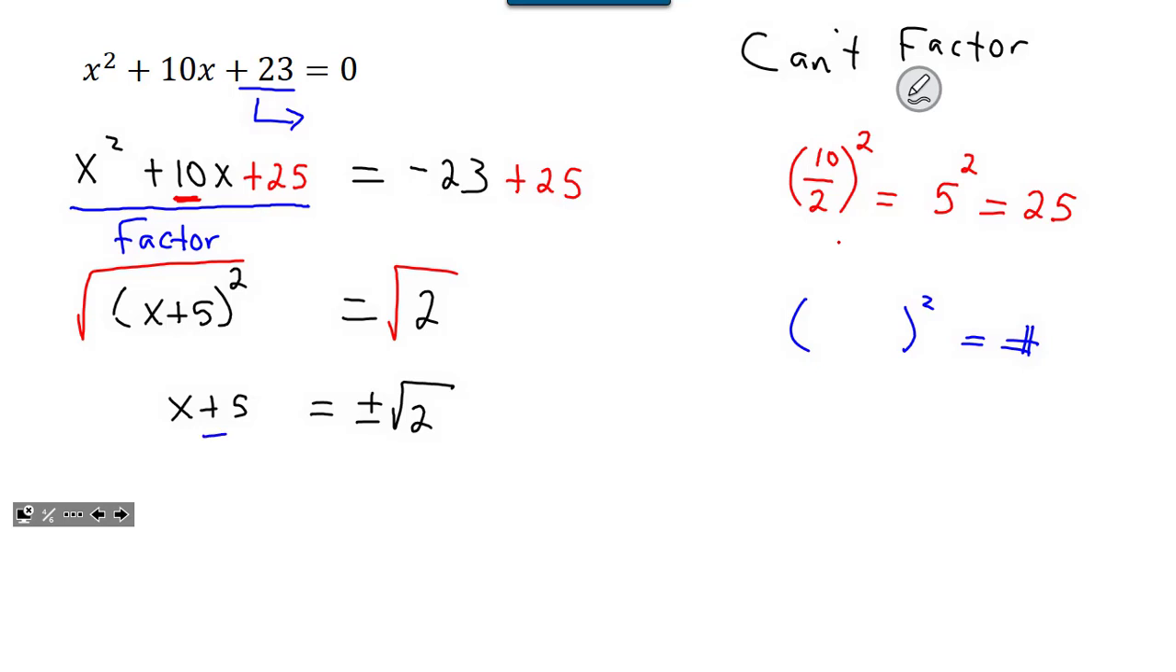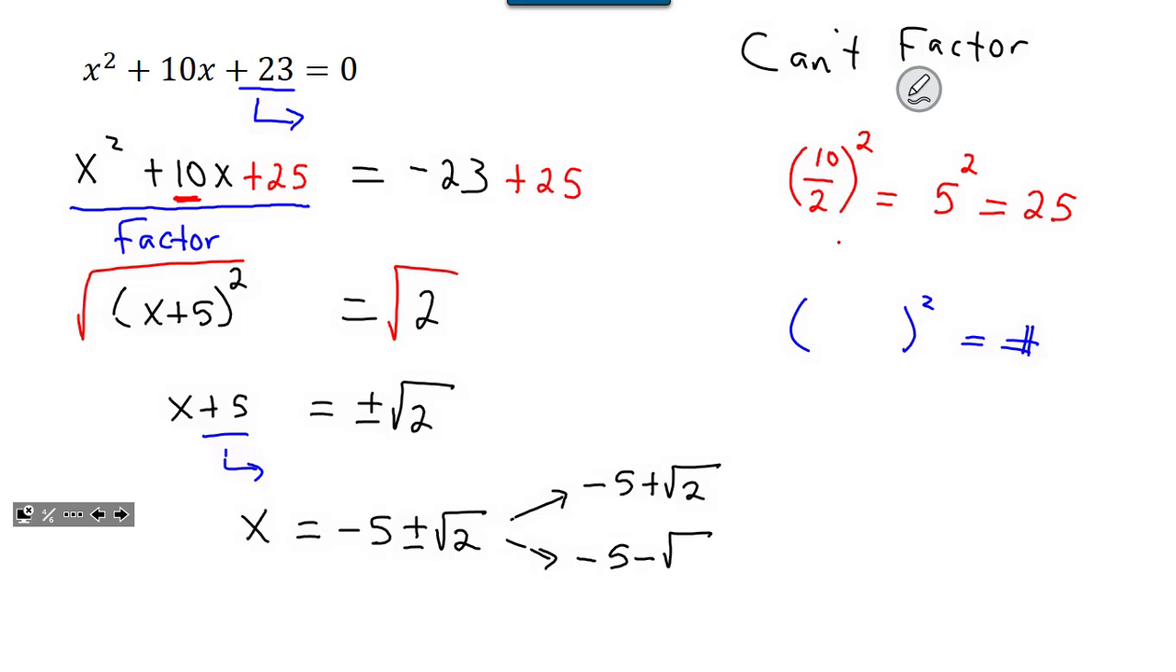Now we're just going to move this positive 5 over to the other side of our equation. And so x is going to be equal to, I'm going to write the plus or minus last, positive 5 moved to the other side is negative 5. So this is negative 5 plus or minus the square root of 2. My two solutions are negative 5 plus the square root of 2, and my other solution is negative 5 minus the square root of 2. So those are my two solutions.